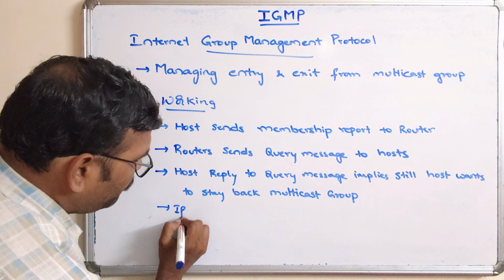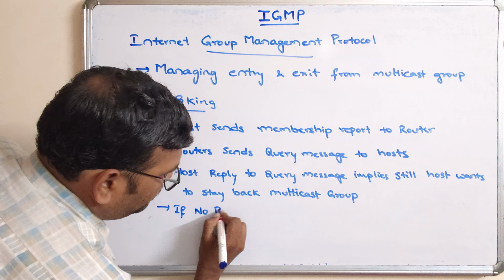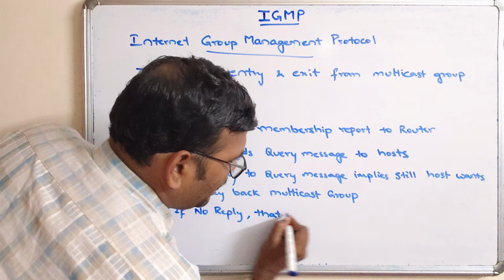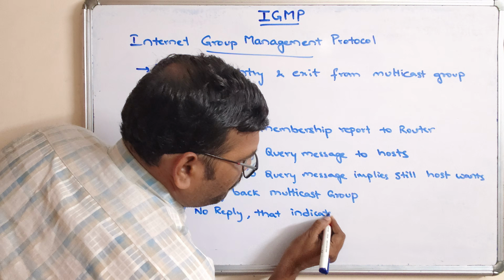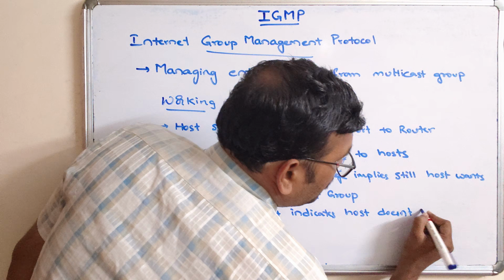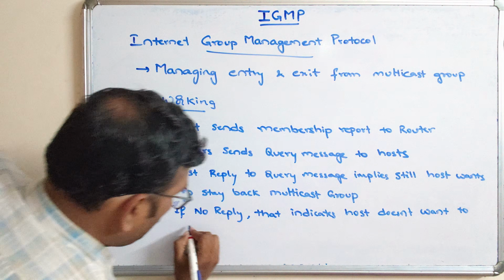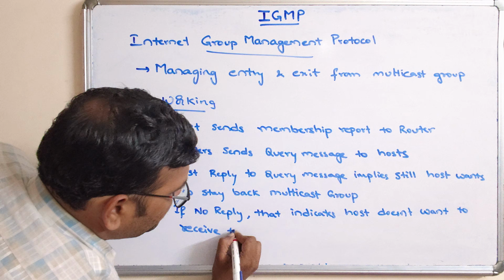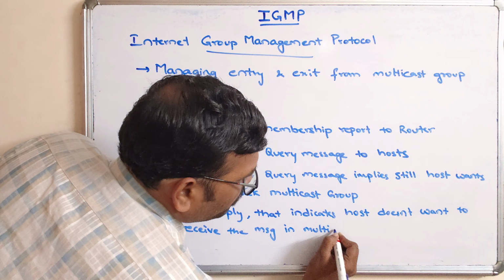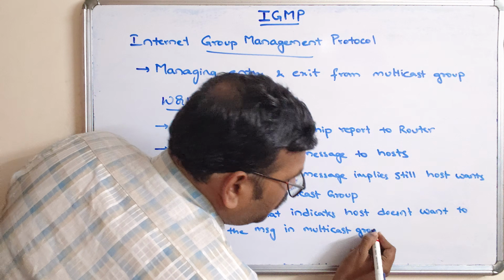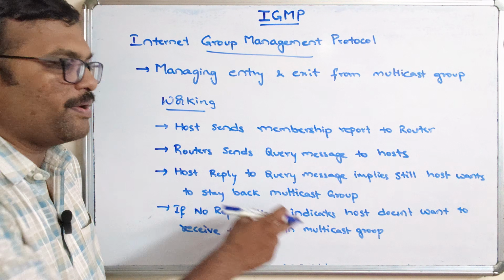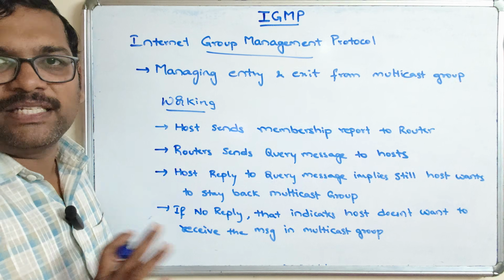And if there is no reply, that indicates the host doesn't want to receive the message in the multicast group. That means the host doesn't want to continue in the multicast group. So immediately the router will remove that host from the multicast group. So this happens. This is the working.